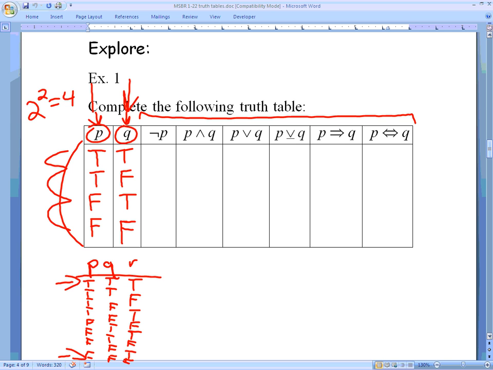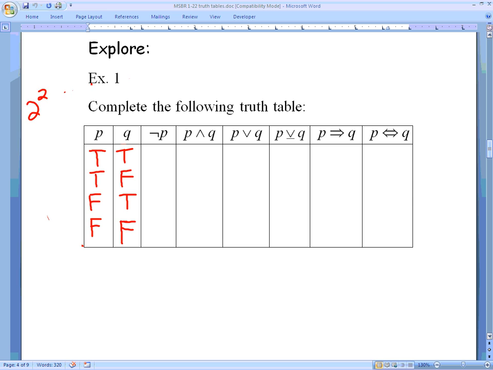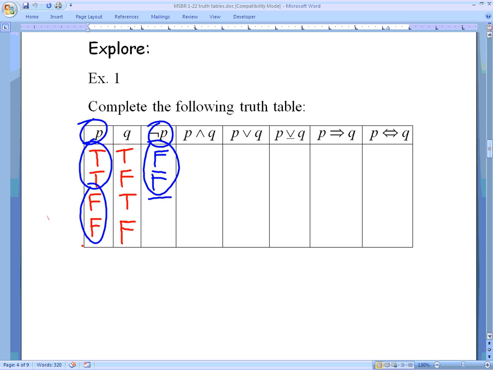And we could repeat that pattern even if there were 4 variables, though we'll never do that in this class. Okay, now let's start seeing what this stuff means. So the next column is not P. Negation of P. So you look back at your P column and you say, what was in there? I had TTFF. Well, this is always going to be the opposite of that, the negation of that. So if it was true, now it's false. The first two were both trues, so now they're both falses. The next two were both falses, so now they're both trues.